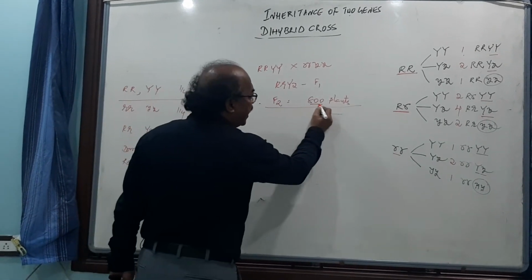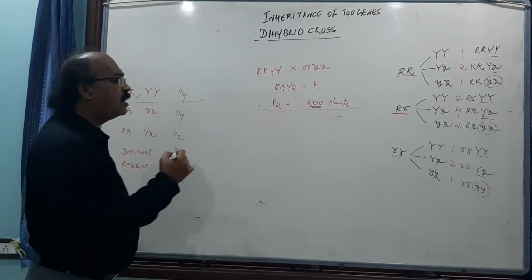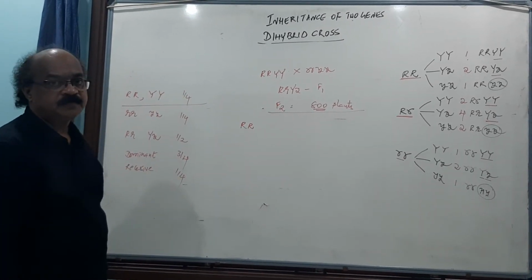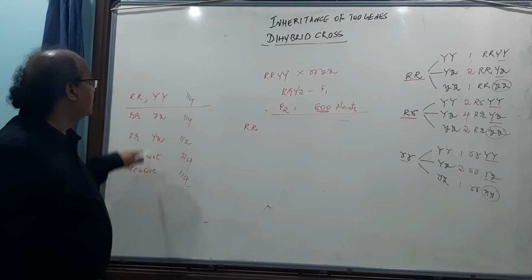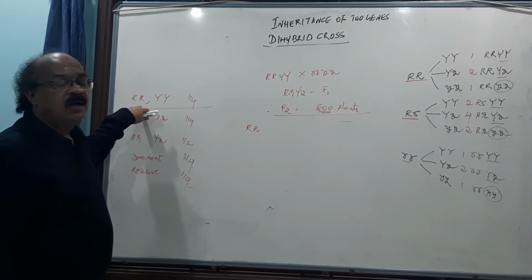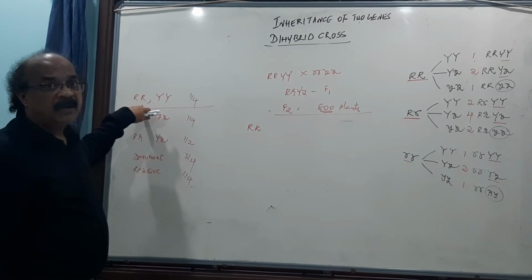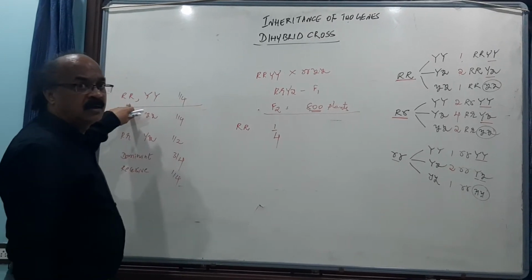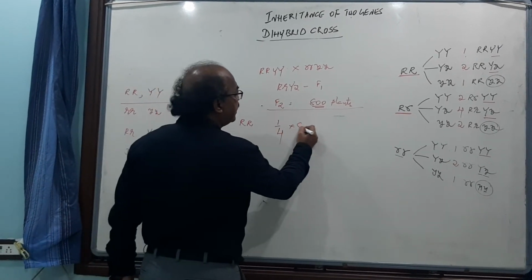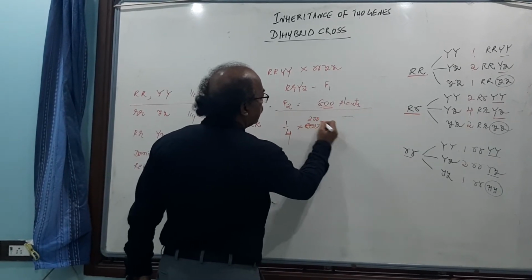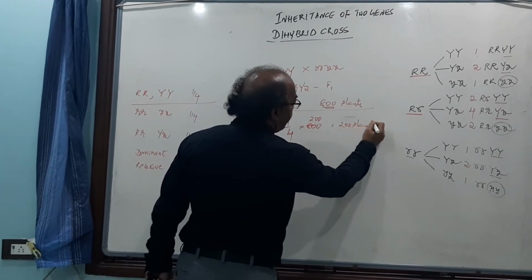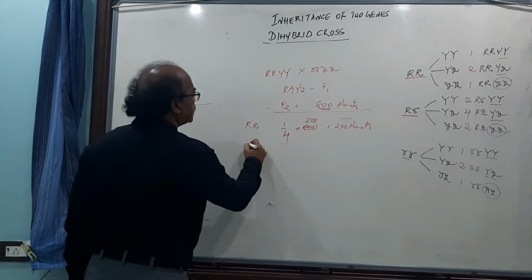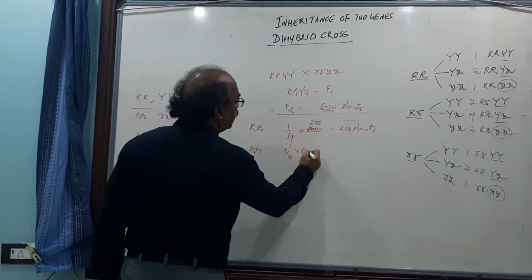Out of the 800 plants, how many of them are the capital R genotypes? With this genotype, we know well the probability of capital R is 1/4. And they have given here 800 plants. The answer is 200 plants. What is the probability of small r? 1/4 into 800.